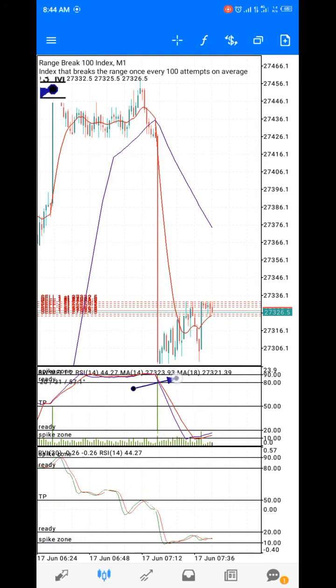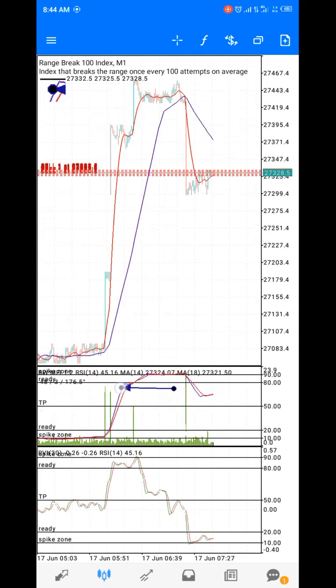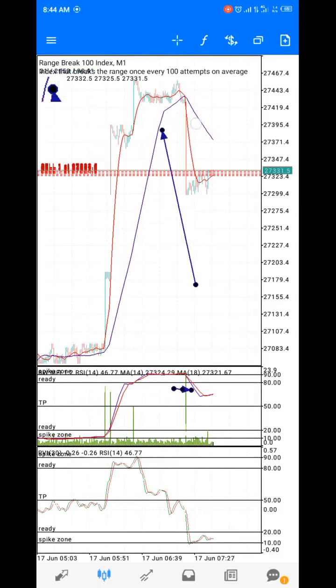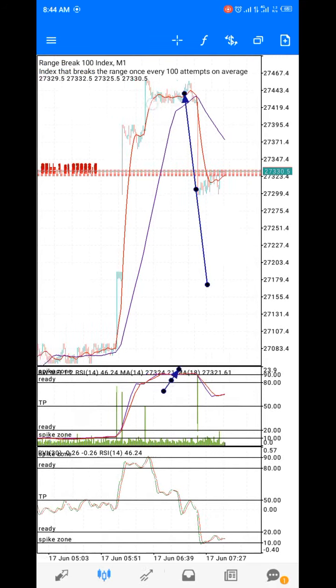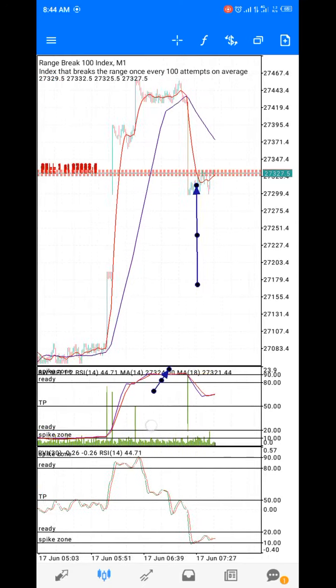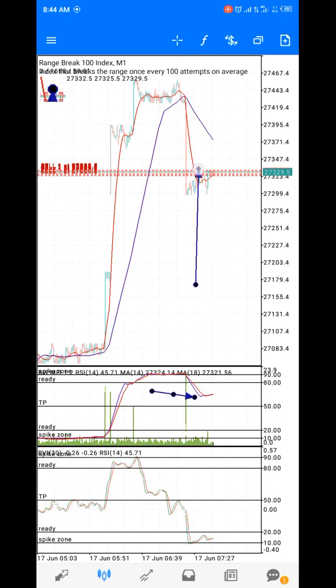Once these indicators, the moving averages, get to the ready zone and you see a spike, just like this is happening, once they get to the ready zone, this is the ready zone here, and a spike happens, then you need to take your trade. You wait for just one spike to happen. You see, these moving averages here also cross over and the spike happens.